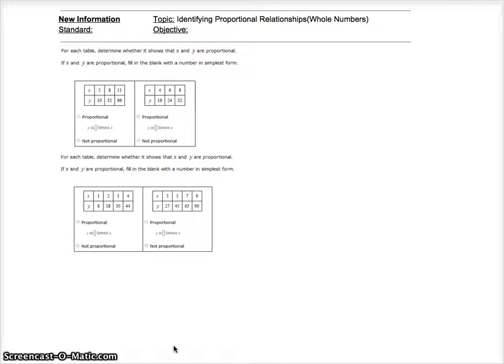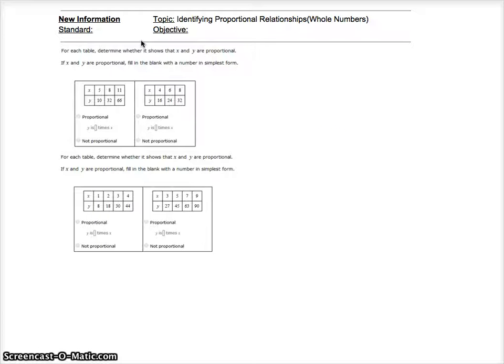Hello, welcome to today's video for identifying proportional relationships where we will have whole number answers. So what we're going to do is look at how to find a proportional relationship and how to create proportional relationships. In the first example, it says for each table, determine whether it shows that x and y are proportional. If x or y are proportional, fill in the blank with a number in simplest form.